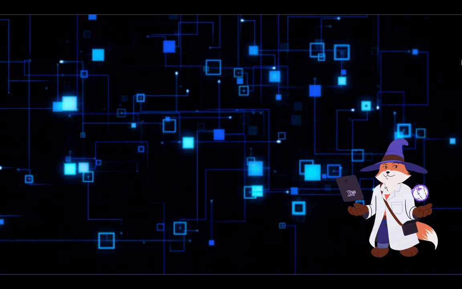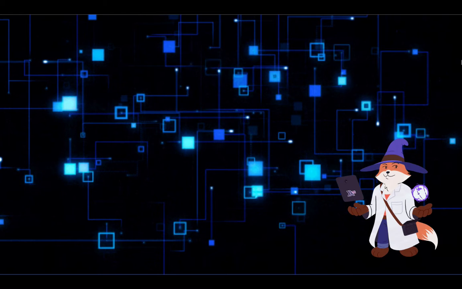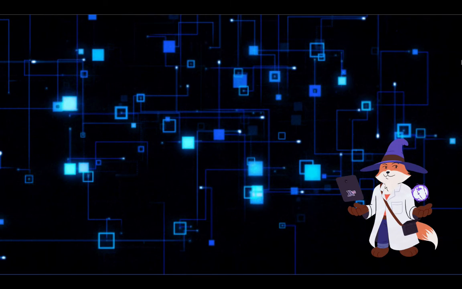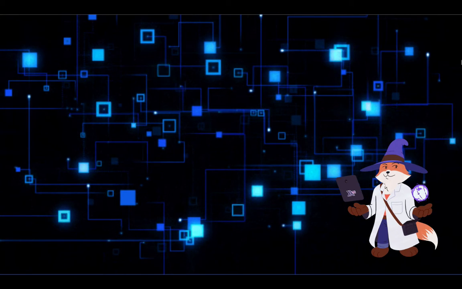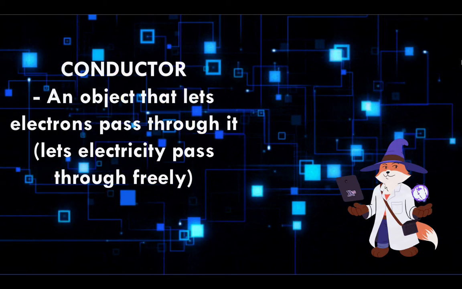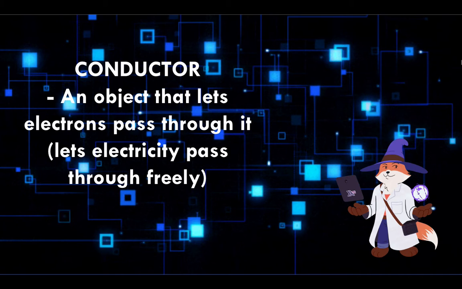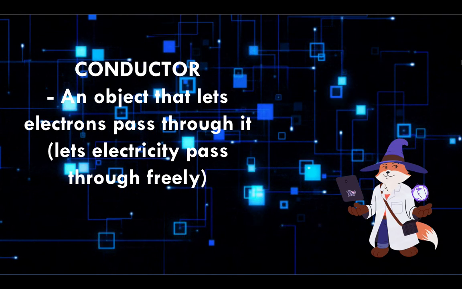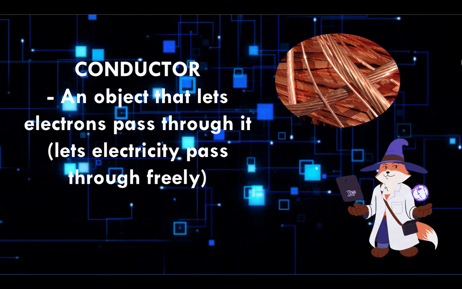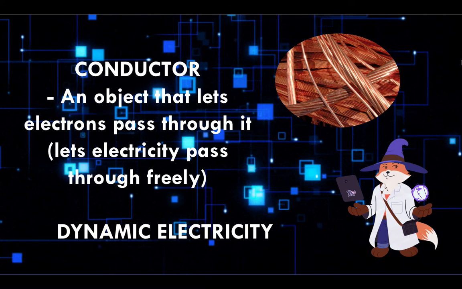So, what does circuit have to do with current electricity? When the switch is turned on, streams of electrons flow through the wires or blocks. Current electricity is the direction of the flow of the electrons. They need to flow through a conductor. A conductor is an object that lets electrons pass through it so electricity can flow freely. An example of a conductor is copper. Also, another name for current electricity is dynamic electricity.